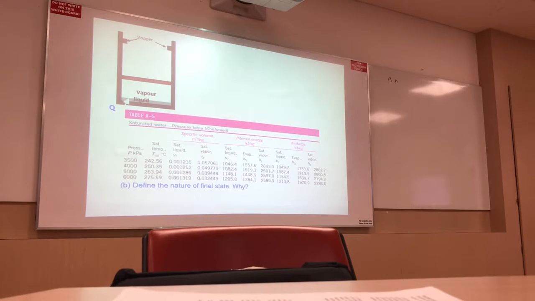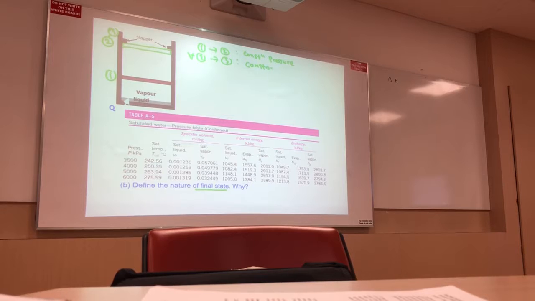Okay. Now question B. Define the nature of the state. So at state 2, you see, this is state 1. At state 2, it goes up to here, right? At same pressure, correct? 1 to 2 is a constant pressure process. So what is the specific volume at state 2? V2 becomes, tell me. What is the nature of final state? This is V2, right? And 2 to 3, further addition of heat. 2 to 3 is a constant volume process, right?